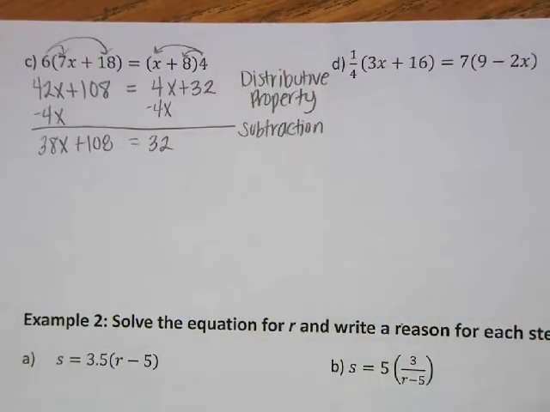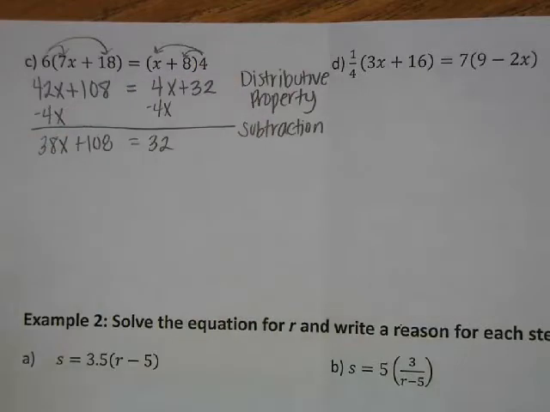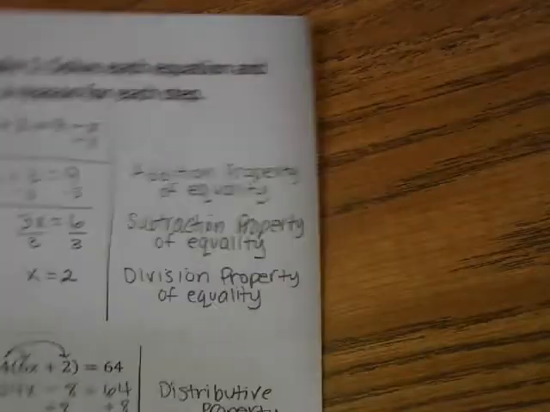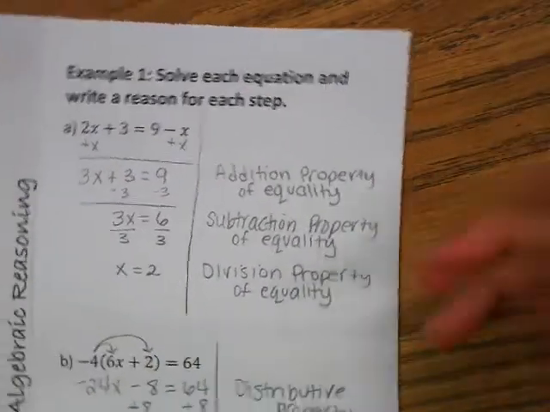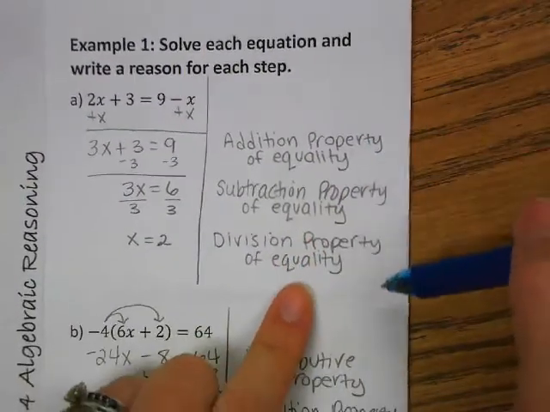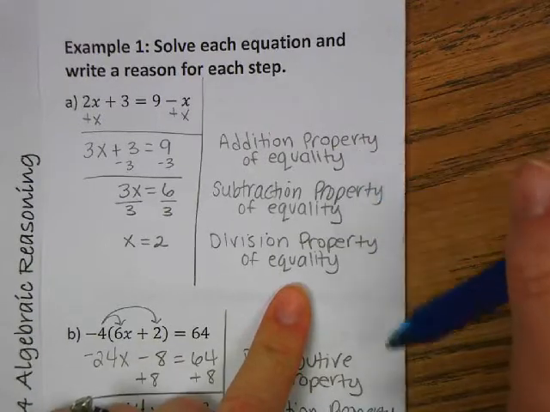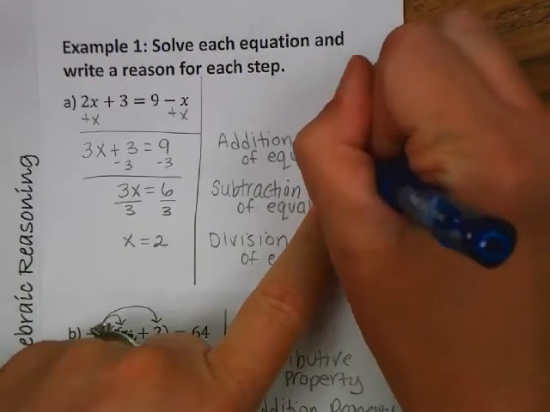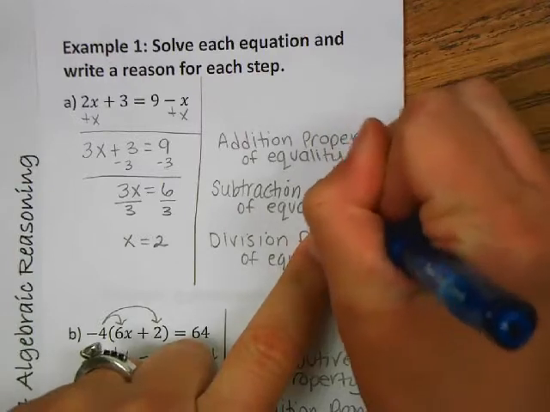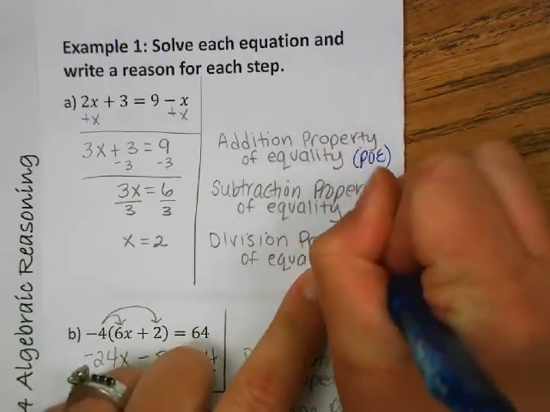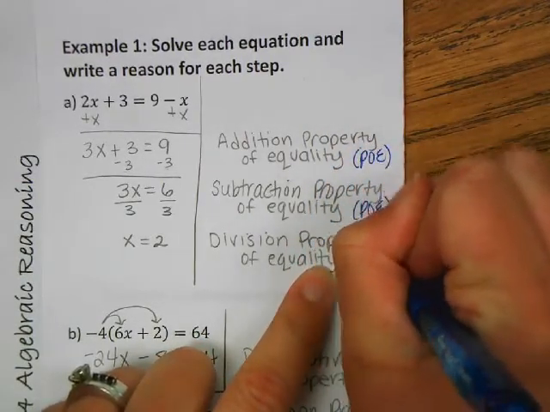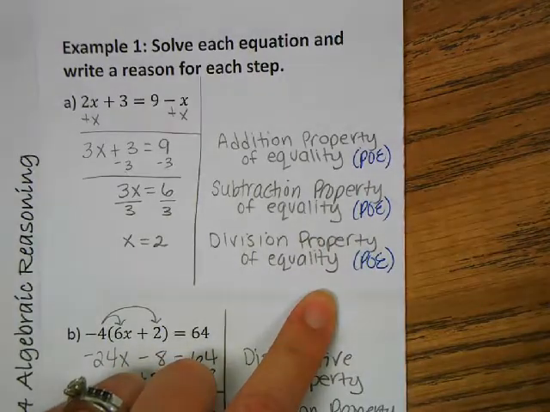And then, just as a little heads up, I like to abbreviate a lot because I hate writing property of equality, property of equality, property of equality. That can get old fast. So please feel free, if you don't like to constantly write property of equality, to abbreviate. A lot of times, instead of writing property of equality, I will just abbreviate that to POE.